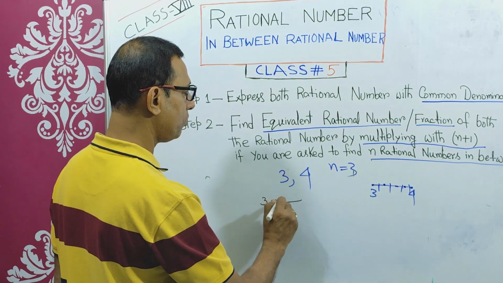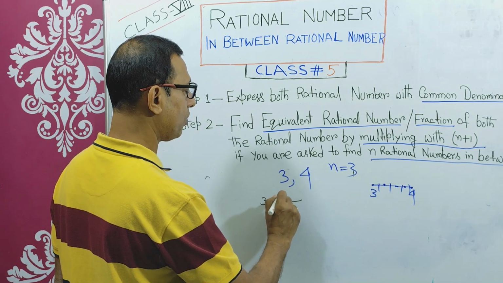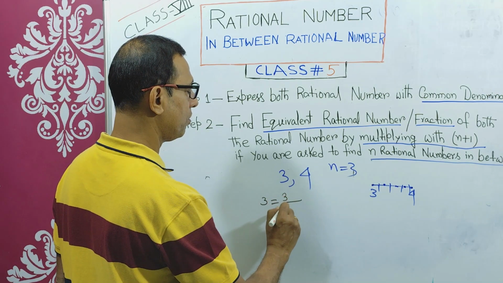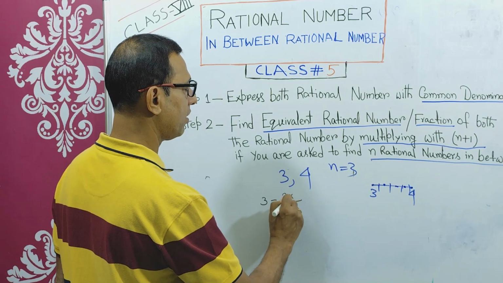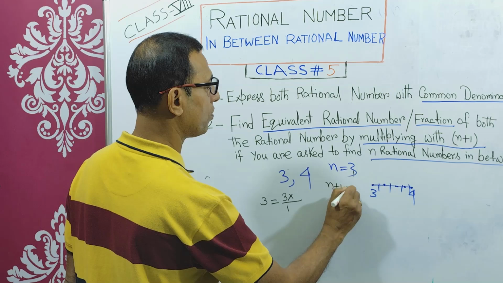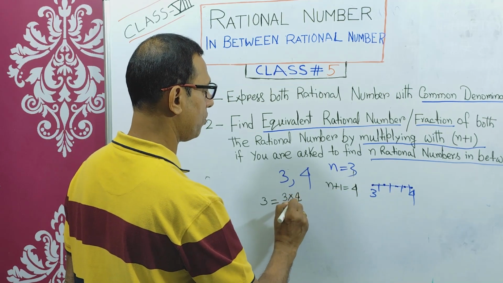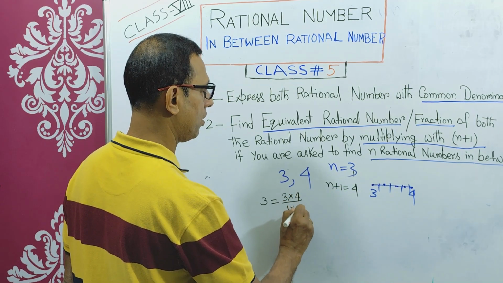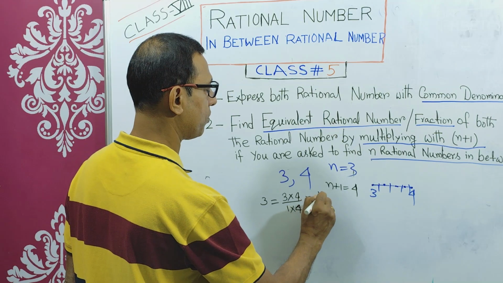So what will you do? For 3, make an equivalent fraction by multiplying with n plus 1, which equals 4. That means 3 into 4 by 1 into 4 equals 12 by 4.